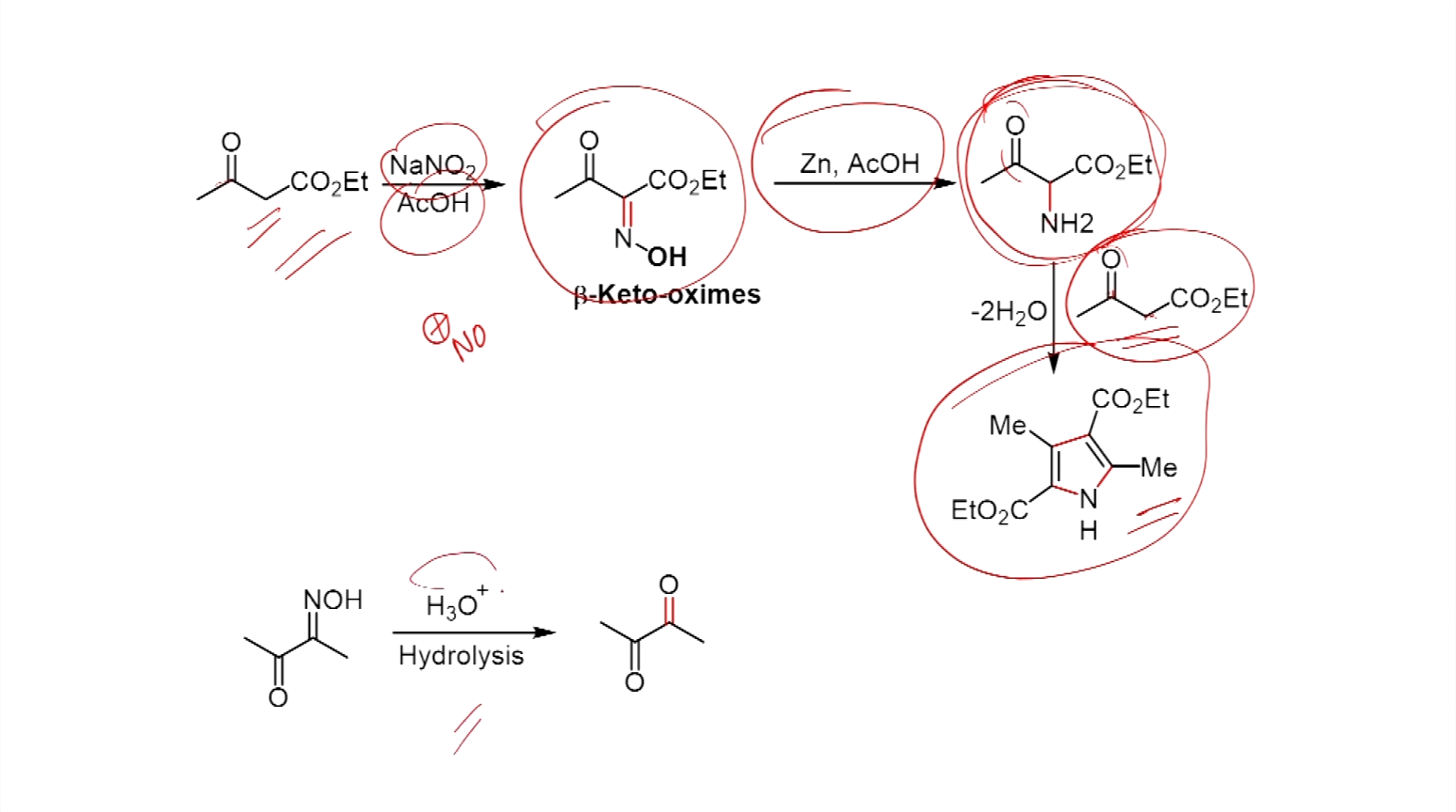Oxime also can be, if you have acidic medium, hydrolyzed and you will be able to form the diketone. For example, if you have this ketone and you react it, then you will be able to form this oxime as the product, a ketoxime. Once you form this one, when you do hydrolysis, you can introduce a carbonyl group. So, this is one of the approaches.